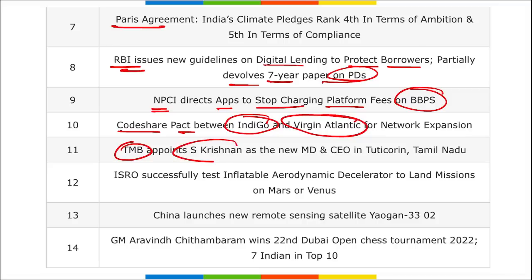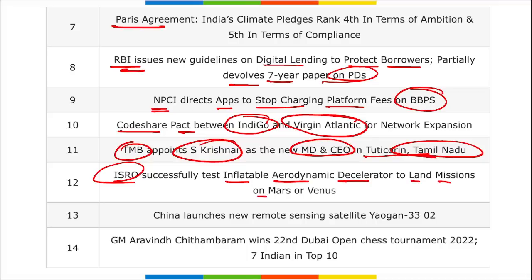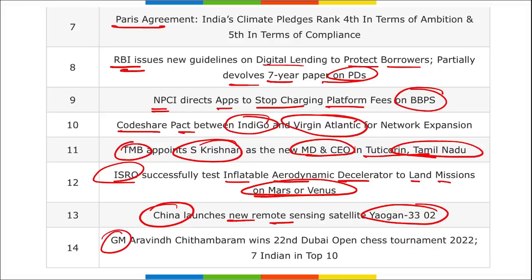TMB appoints S. Krishnan as the new managing director and CEO of the Tuticorin, Tamil Nadu branch. ISRO successfully tested the inflatable aerodynamic decelerator to land missions on Mars or Venus. China has launched new remote sensing satellite Yaogan 33 02. Grandmaster Arvind Chithambaram has won the 22nd edition of Dubai Open Chess Tournament.